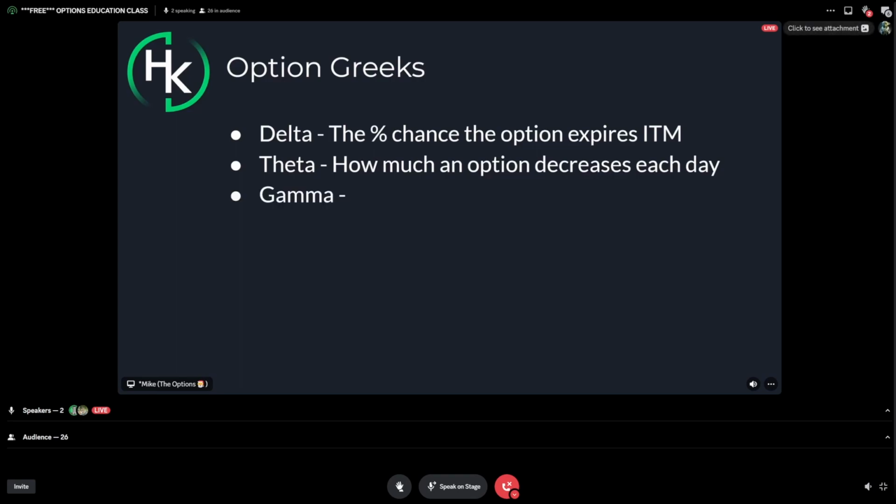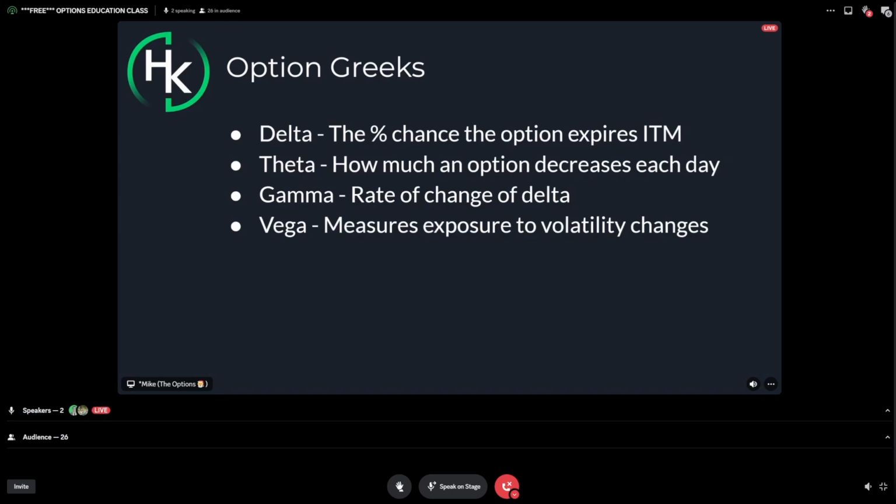Gamma is where it gets a little bit confusing, but that's the rate of change of delta. So it's basically how much delta will change based on a $1 move in the stock price. Vega has to do with volatility, and that will measure your exposure to changes in volatility. Options that are at the money at the current stock price have the highest Vega.